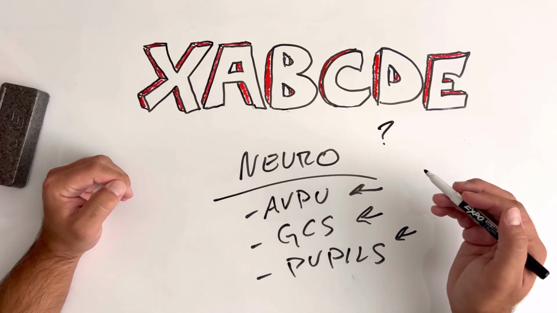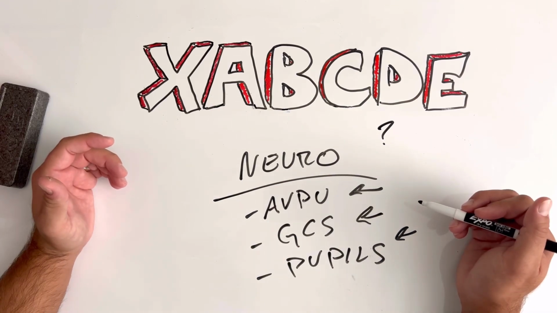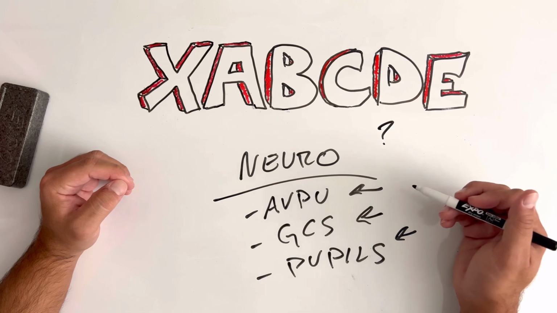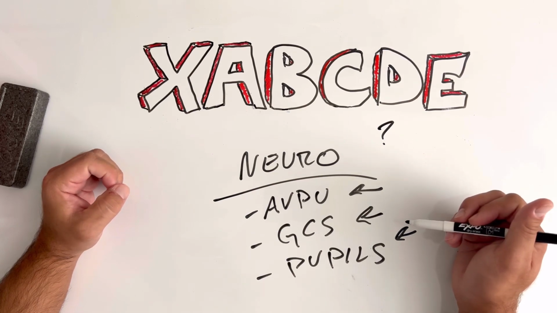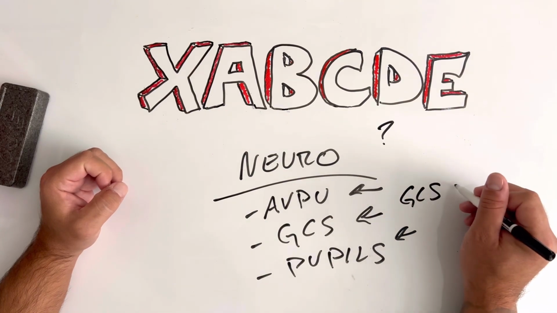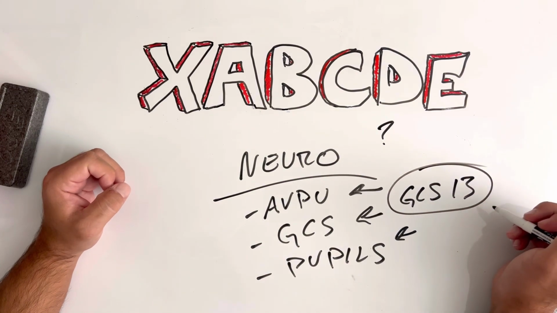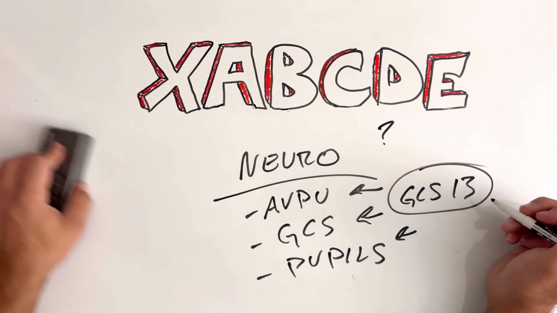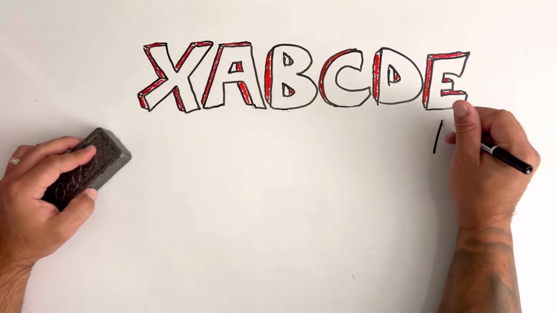Now, a quick tip for this: if you have a family member, a good historian on scene, ask them what the normal mentation or normal neurological function of that patient is. Because even if we have a GCS, let's say of 13, this may be the patient's norm. So that's their baseline. After we've identified disability, we're going to go to exposure.